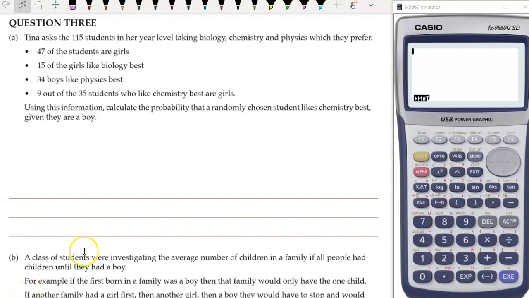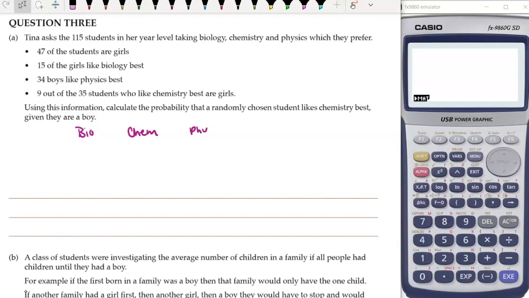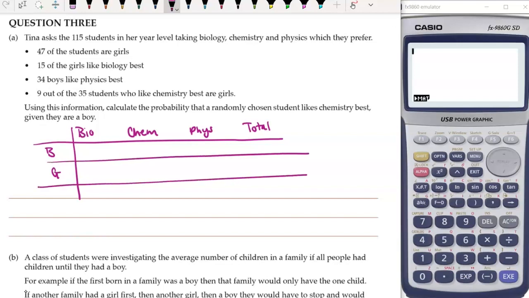For question 3, we've got some information about 115 students and their preferences in taking biochem and physics, and then whether they are boys or girls. Assuming that there aren't any non-binary students in there, we'll set this up as a table. So we can do the preferences for bio, chem, physics, and then we'll have totals. And then boys, girls, and total.